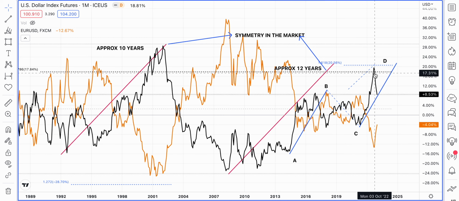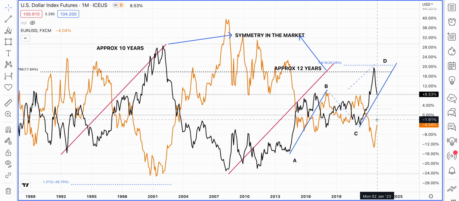So if the US dollar is going to decline, then the euro is going to increase. And this is what we are witnessing at the moment. We have had a sharp decline in the US dollar and a sharp rise in the euro. And now the dollar is at a point where perhaps it could rally a little bit, and we could see some weakness coming in EUR/USD.